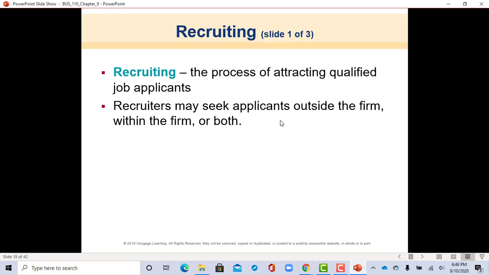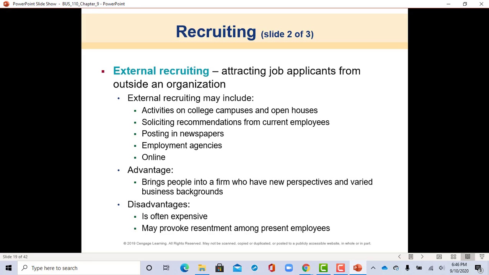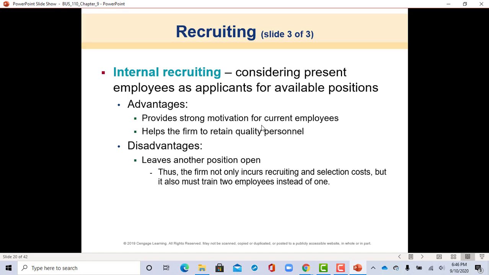Next, we have recruiting. The cost of hiring an employee can be several $1,000s, so recruiting needs to be structured. External recruiting comes with its challenges and its benefits. Internal recruiting usually comes in the form of promotions or transfers.